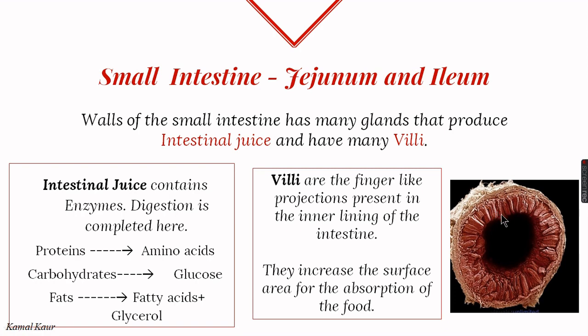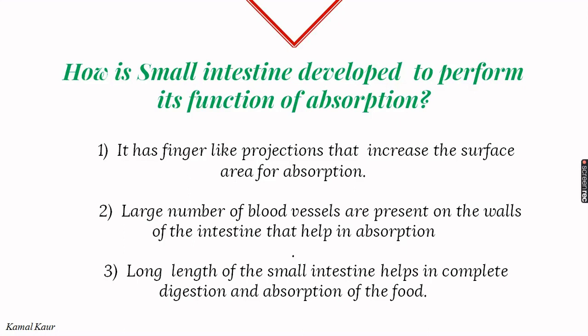So you can see these finger-like projections in the inner wall of the small intestine. The intestine is designed specially to perform its function of absorption. Now let's see. First, it has the finger-like projections that increase the surface area for absorption. Then it is covered with a large number of blood vessels so that the food can directly go into the blood. The long length of the small intestine also helps in complete digestion and absorption of food because food remains there for a longer time, so it can be absorbed easily.